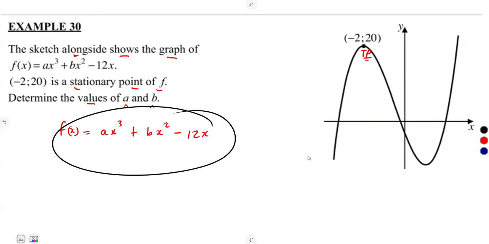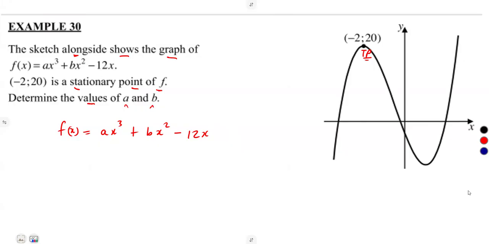Still, we are to determine the equation by finding a and b. But in this case, we do not have anything on the roots, or the solutions, or the x-intercepts. So what is it that we can use? Remember, they gave us a turning point. So let us go back to our derivatives. What do you understand about the turning point? We understand that at the turning point, the first derivative of the given function must be equal to 0.